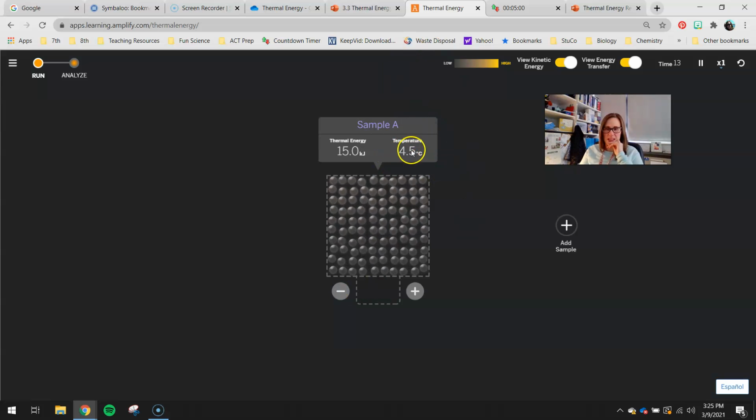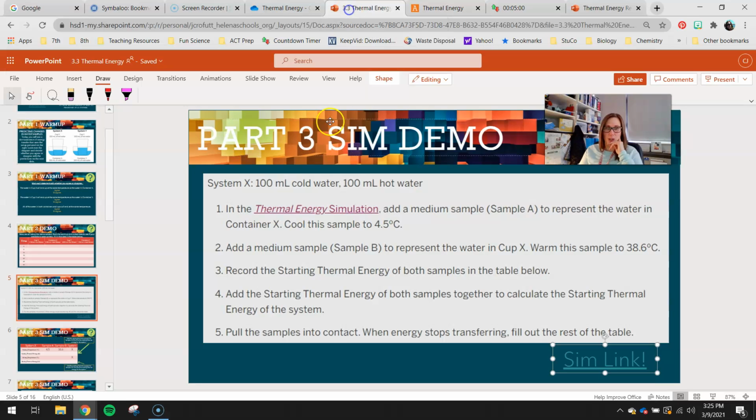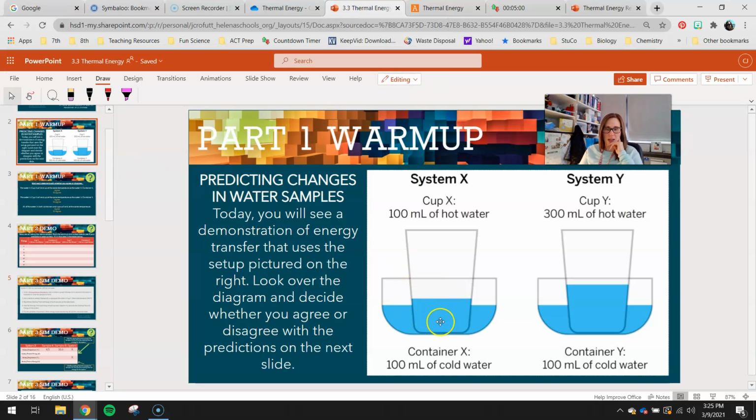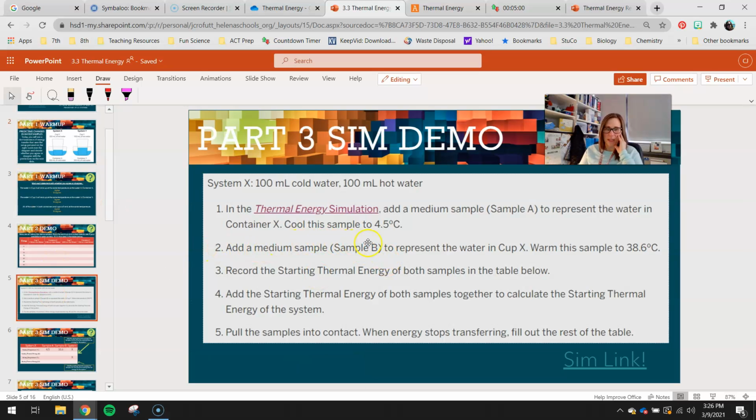All right, now our temperature is at 4.5. You can note our thermal energy as well; we'll come back to this number in a second. Then we want the same volume. If you remember, we used 100 milliliters of hot and 100 milliliters of cold, so you want another medium-sized sample because we want to use the same size samples. Add another medium sample. This will be sample B, to represent the water in cup X. That's our hot water in the cup, and we'll heat this up to 38.6.